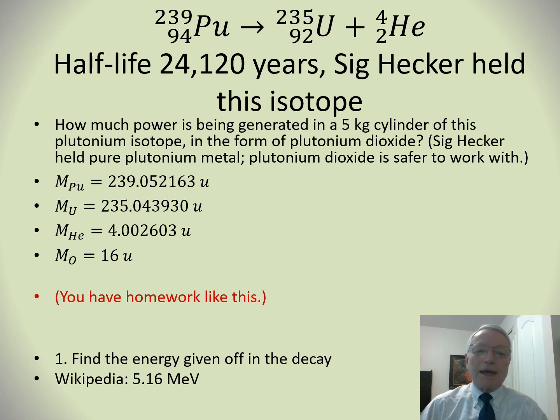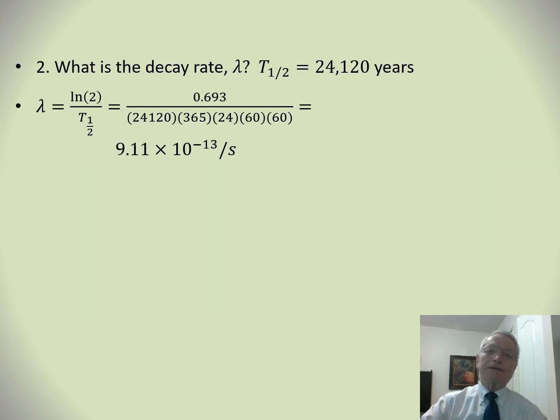All right, so here's what we need. Here's the plutonium mass in atomic mass units, 239.052163. Uranium is 235.04393. Helium is 4.002603. And oxygen is 16 atomic mass units. First thing you need is to know how much energy is given off in each decay of a plutonium nucleus. So you go to Wikipedia and you look it up, and it's 5.16 MeV. Of course, there's a long way around here, which is to subtract the products from what you had initially. But if you do that, you get 5.16 MeV.